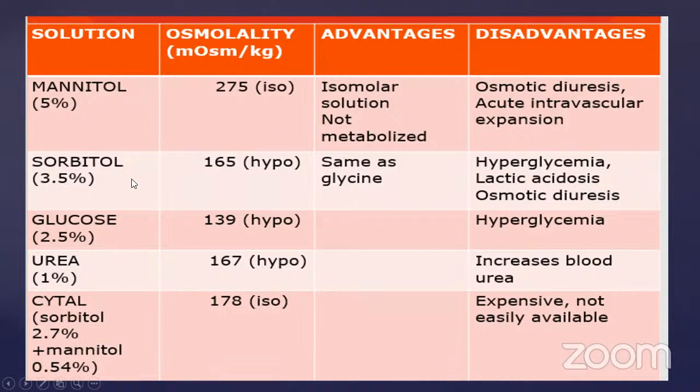Sorbitol is almost similar to glycine, but the disadvantages are hyperglycemia, lactic acidosis, and osmotic diuresis. Glucose causes hyperglycemia, and urea 1% increases blood urea. Cytol is expensive and not easily available.